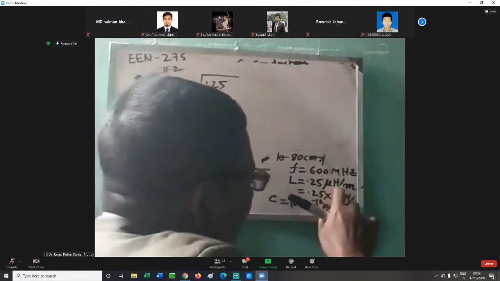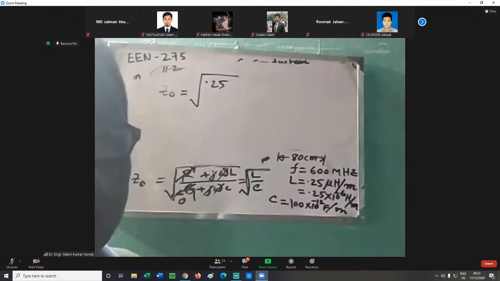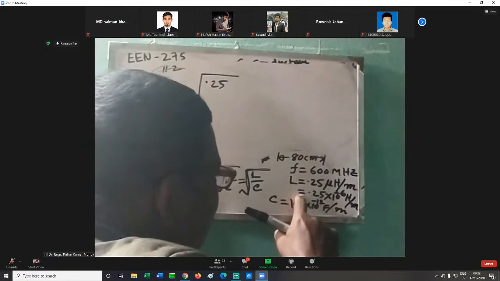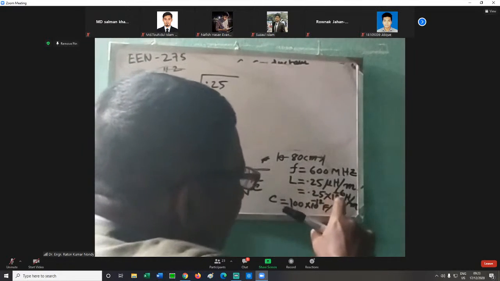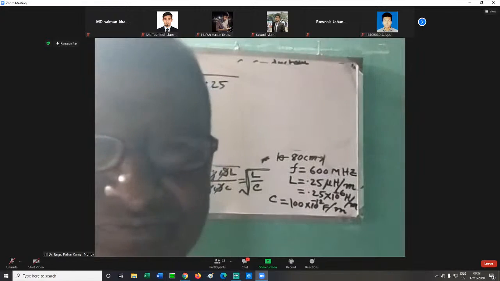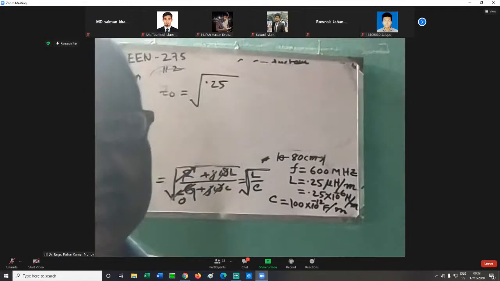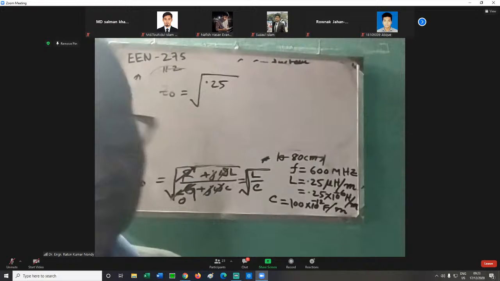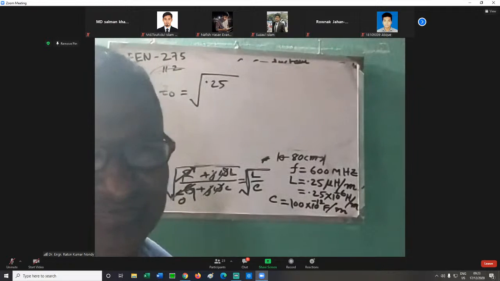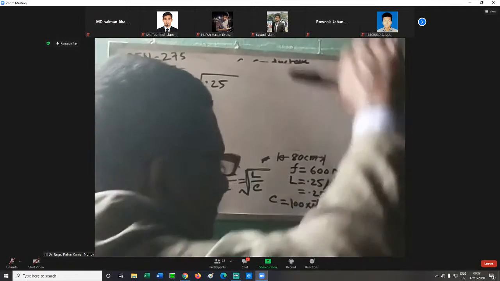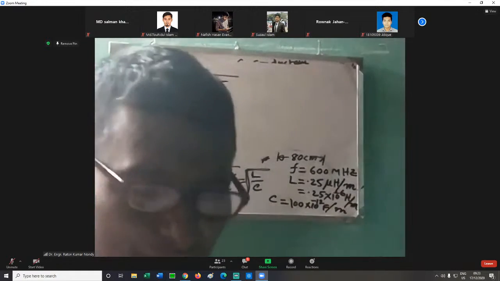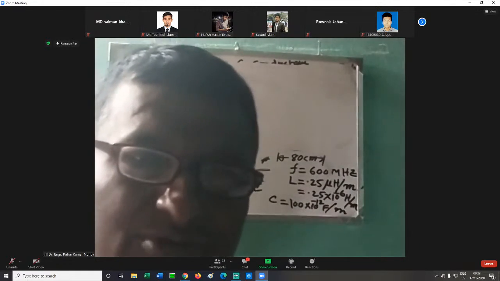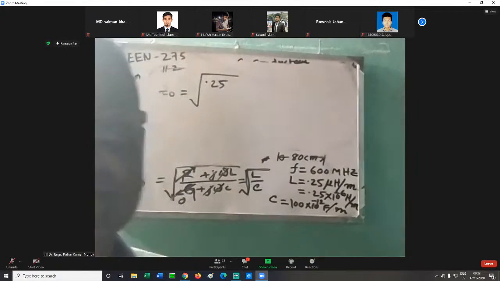0.5 microhenry per meter. Careful. It is converted to 10 to the power minus 6 Henry per meter. Sometimes people give plus 6. It will be wrong. So we have minus 6 Henry per meter because we are going from a lower unit to a higher unit. Remember it very carefully.